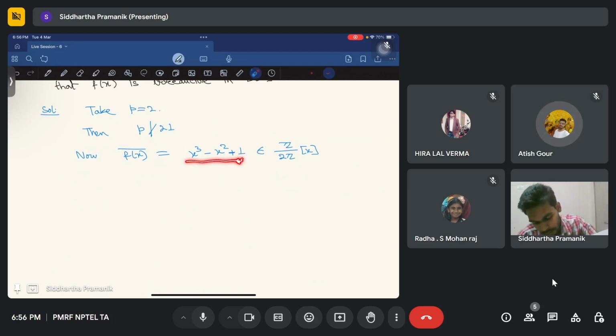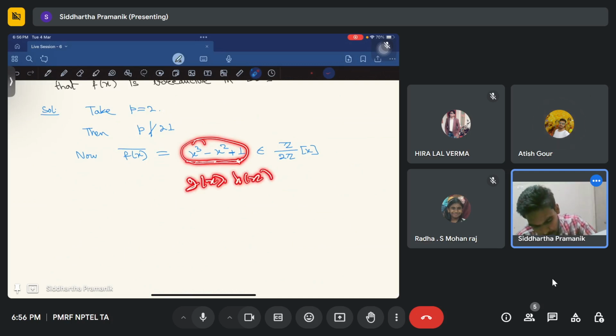This is a degree 3 polynomial. If it is reducible, then it is a product of some gx times hx, right? So this degree plus this degree has to be 3. So that means one of these polynomials must have degree 1. So if this polynomial is reducible, it must have a degree 1 factor. That means if it is reducible, it must have a root. So you need to check whether it has a root in Z mod 2Z or not.